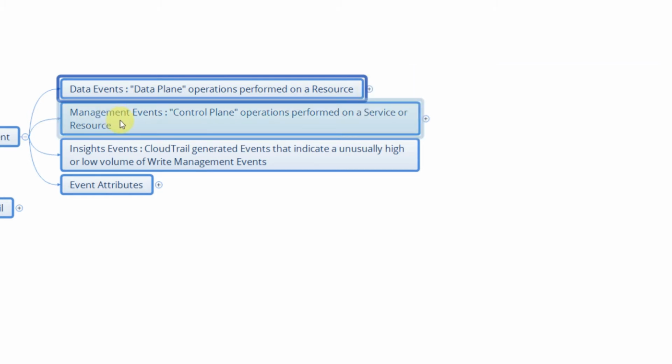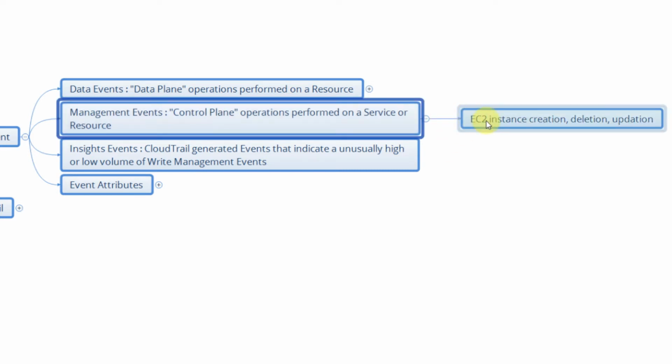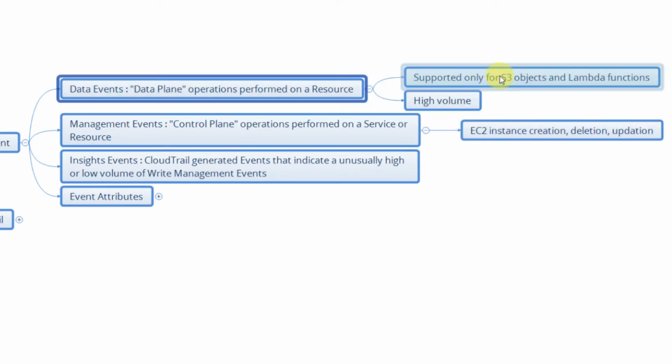And then there's management events. These are called control plane operations performed on a service or a resource. So for example, EC2 instance creation, deletion, and updation. Note that for S3 and Lambda, creation of a bucket, creation of a function are management events. And then there's insights events. These are generated when there's an unusually high volume or low volume of management events that are write-oriented, which means these management events are creating, deleting, or updating resources.